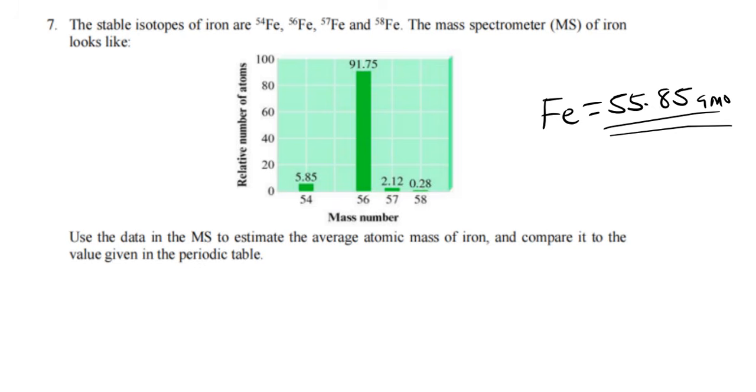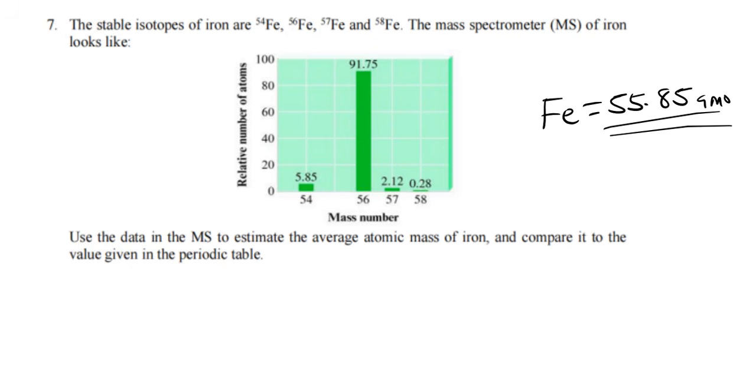So what percentages are we given for these ones? We've got 54, 56, 57, 58. Let's start with 54. We are given that it has a percentage of 5.85. The green bars, the ones that are very prominent, these are the percentages. Then 56 we've got is about 91, then the other one is 2.12, then the other one is 0.28. So what we're going to do is convert all these percentages to decimals.